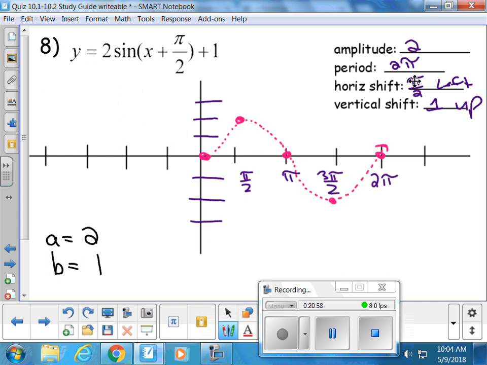This is the hardest shift we've had all day. There's 2 types of shifting. So I guess my first question for you is, I think we all know how to shift up 1, that's easy. But how in the world do you shift pi over 2 to the left? How many hash marks is that? 1. Yeah, 1 hash mark.